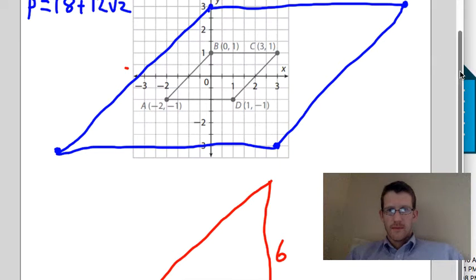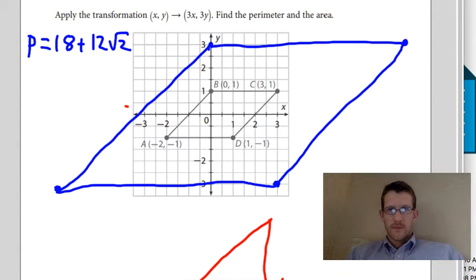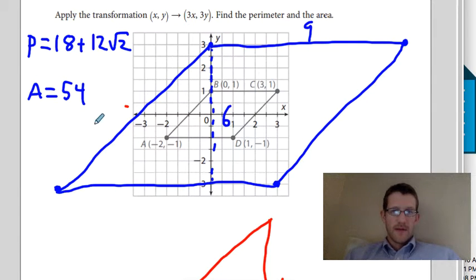The area, again, relatively simple. The height, which is 6, times the base, which is 9. Area, therefore, is equal to 54. This is by far one of the things people mess up on most. They think that the area is much smaller than it really is.